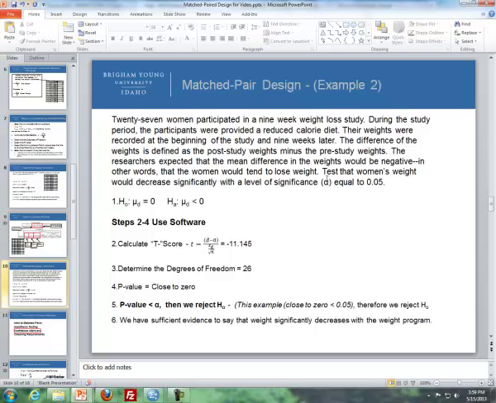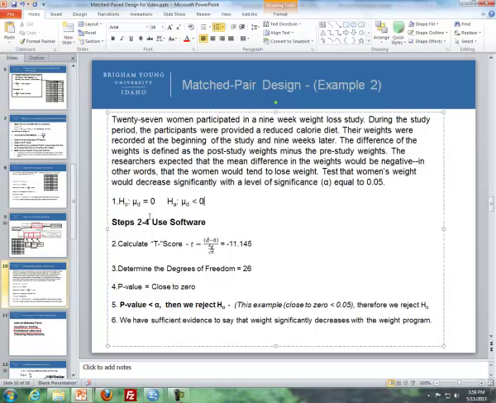Okay, so the 6 steps. The null hypothesis is that the true mean of the differences is equal to 0. The alternative is that the true mean of the differences is less than 0, because we're looking to see if the weights would decrease, given that the difference is the post-study weight minus the pre-study weight. We calculate our test statistic, degrees of freedom, and our p-value.